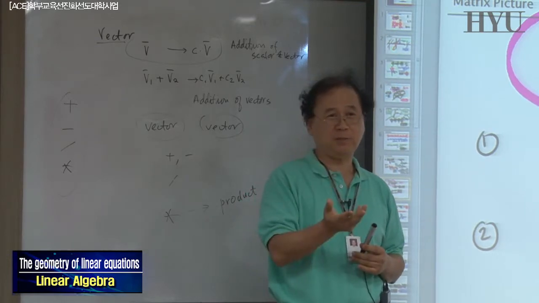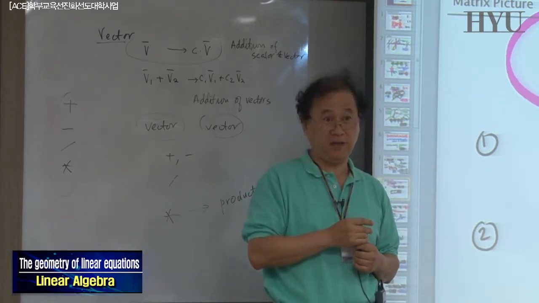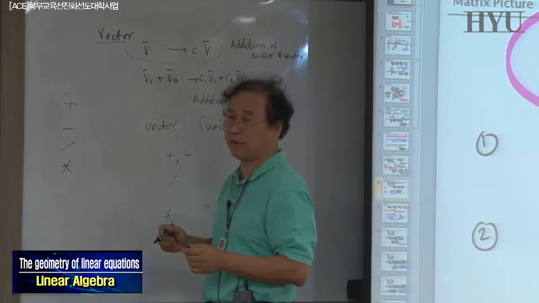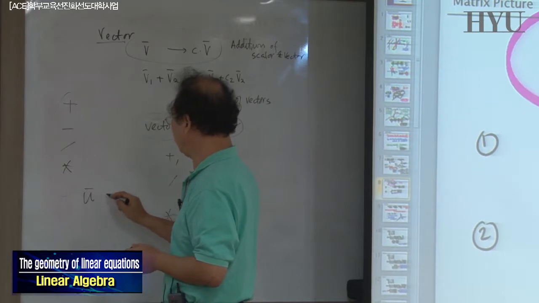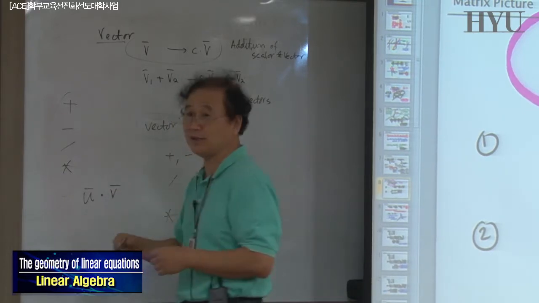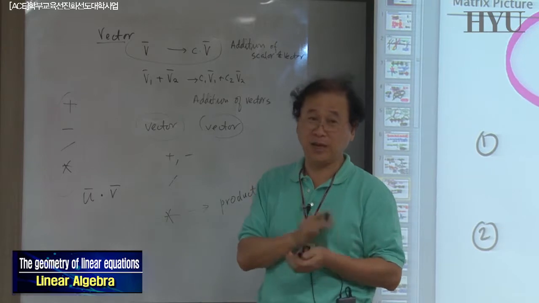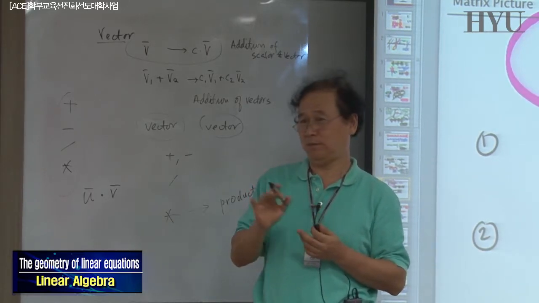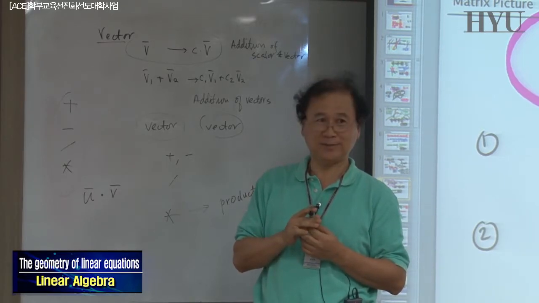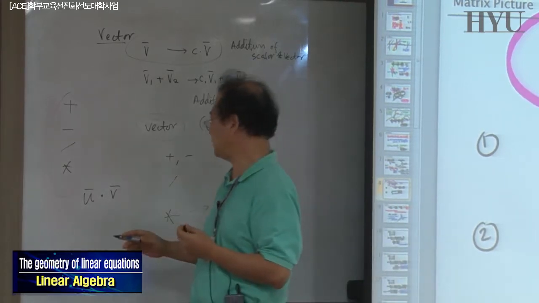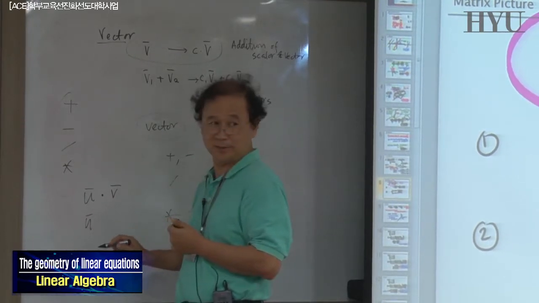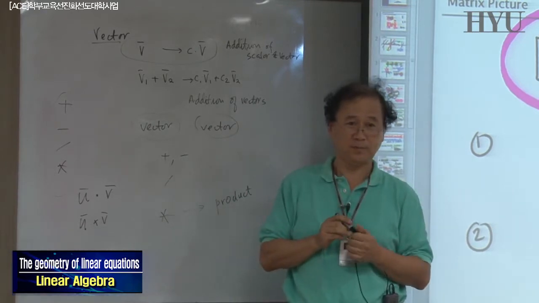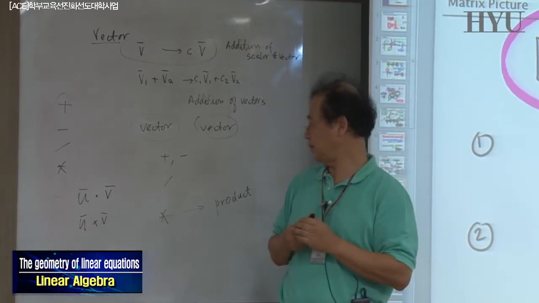Also in the product of vectors, two types of product are actually defined. One is inner product, sometimes called vector dot product, because in mathematical notation they use a dot. They call it dot product or inner product. What's another type of product? Outer product. This is defined.